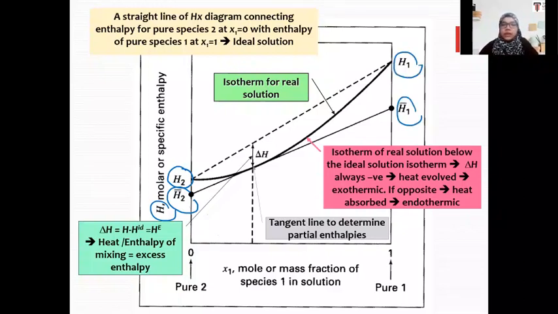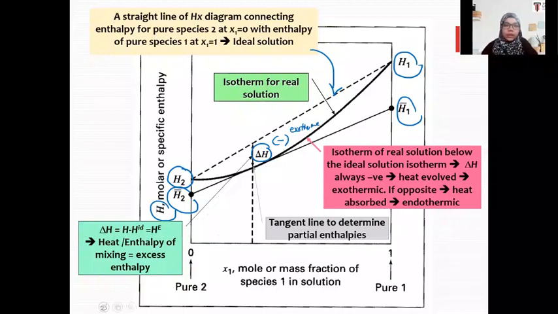The straight line represents the ideal solution, which connects the enthalpy of pure species 2 and 1. If the line is below the ideal solution, that means the delta enthalpy, or the mixing enthalpy, has a negative sign. Based on the knowledge of enthalpy, if we have a negative value, that means it is exothermic.